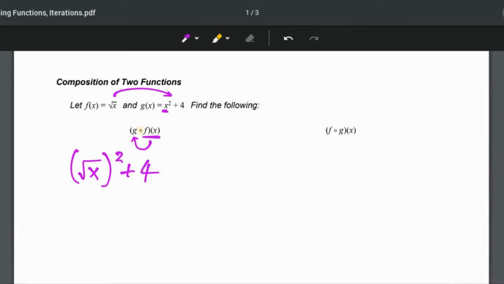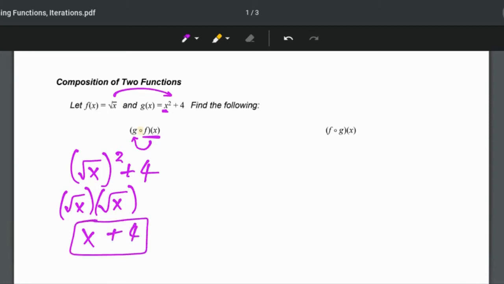The square root of x squared is square root of x times square root of x, which is x. Then I'm just going to bring down my 4, and that's it. So my answer is x plus 4.